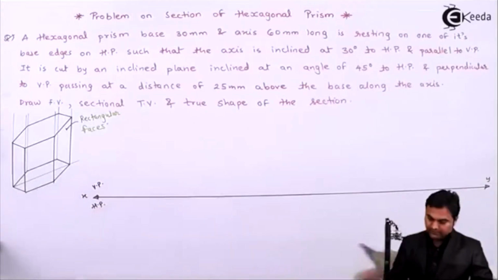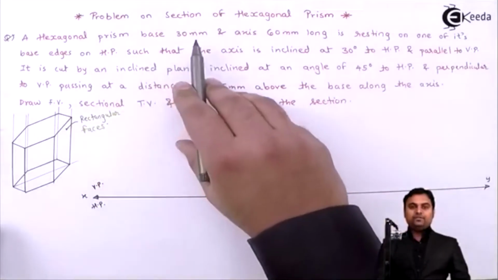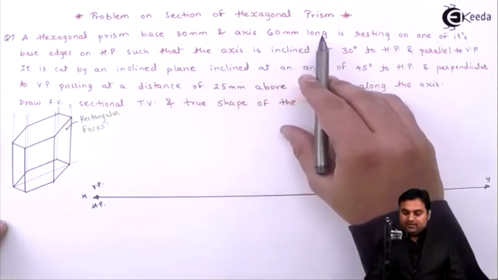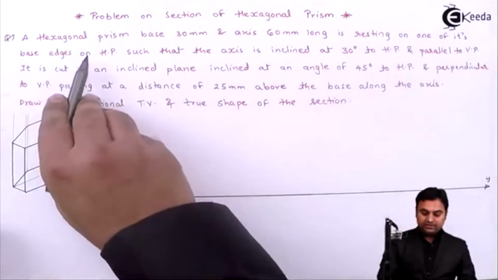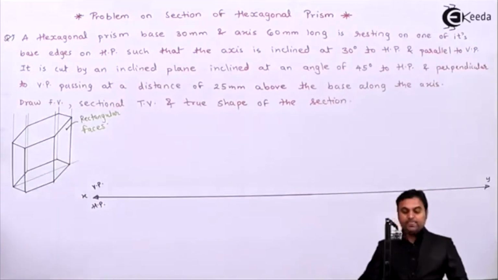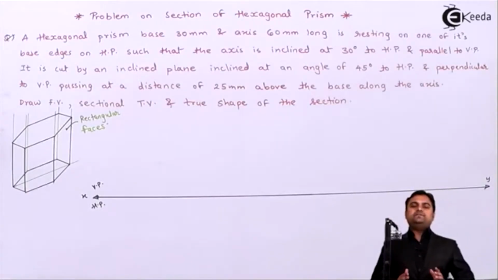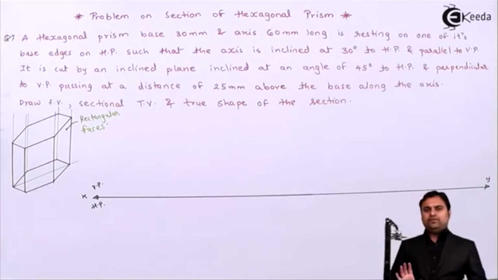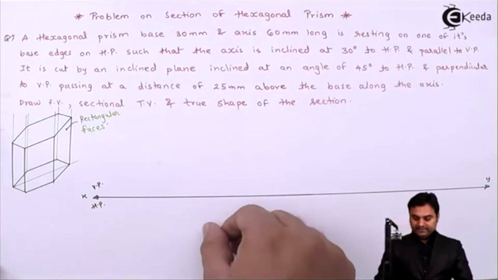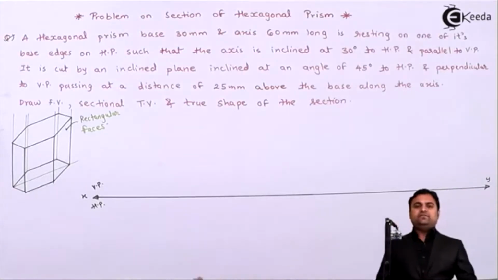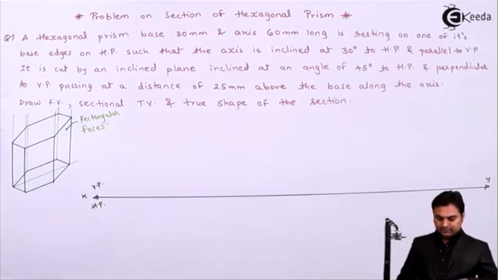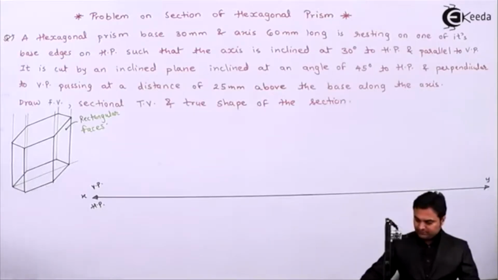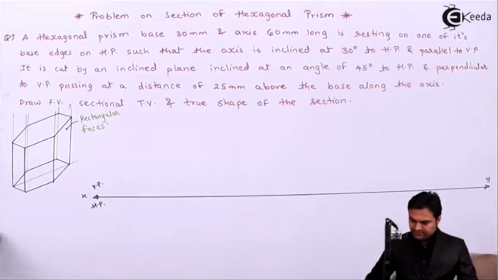XY line, VP, HP. Now hexagonal prism base 30 mm and axis 60 mm long is resting on one of its base edges on HP. See, if it is resting on the base edge, that base edge we are going to take on to the right hand side, because we are going to tilt the solid onto the right hand side. So we will be taking the right hand side edge as a reference. Now for that, I'll draw the diagram, that is the initial condition of the prism, looking like a hexagon from top view.